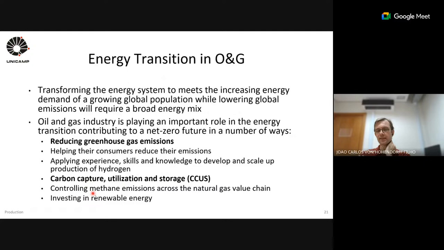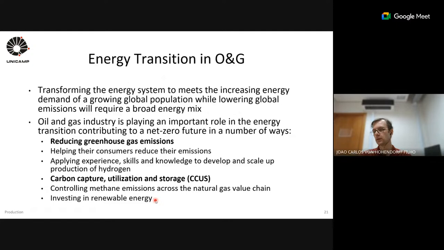It is interesting because it's not most commented in the media, but you have methane emissions along your natural gas chain, and it is a greenhouse gas that needs to be controlled. Of course, it's the last, but you need to verify this kind of emission. And investing in renewable energy. Okay, the companies are investing too.